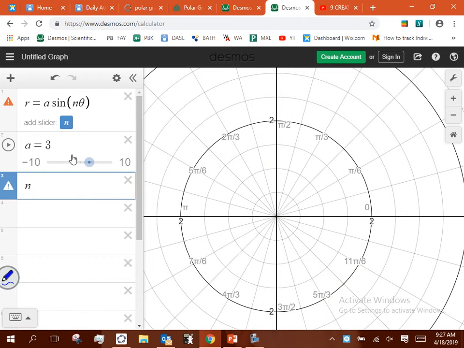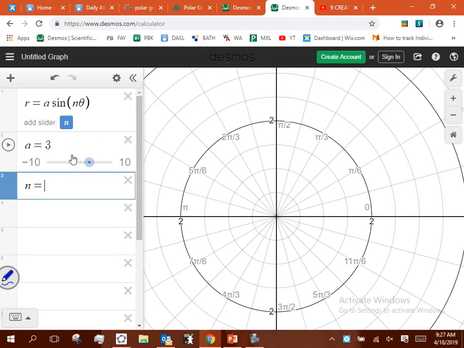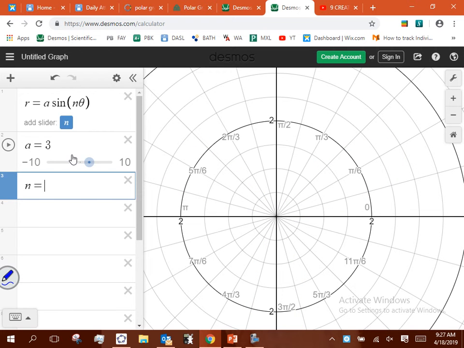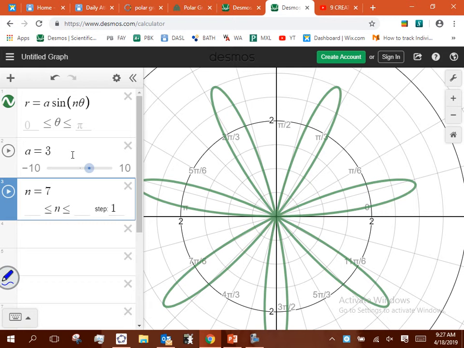Now, if n is odd, so n being 1, again, we get the circle. But if it was 3, we get 3 petals. If it's 5, we get 5 petals. If it's 7, 7 petals. So we see there the relationship that if your coefficient for theta is even, you get twice as many petals.